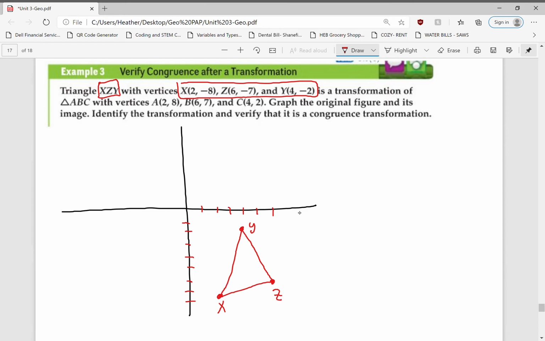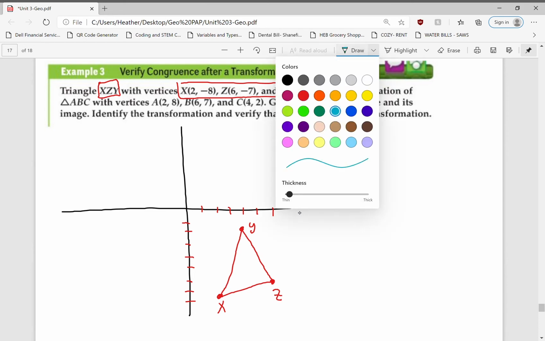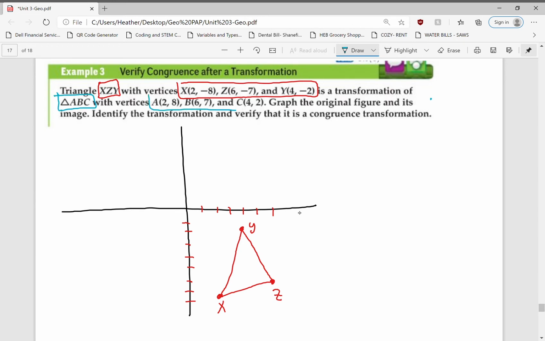There's my first triangle. And then the other triangle I'm going to do in blue, so triangle ABC. A is (2, 8), so 1, 2, 3, 4, 5, 6, 7, 8. That's A. B is (6, 7). It's B. And then C is (4, 2). Okay, so now I've graphed my two triangles.